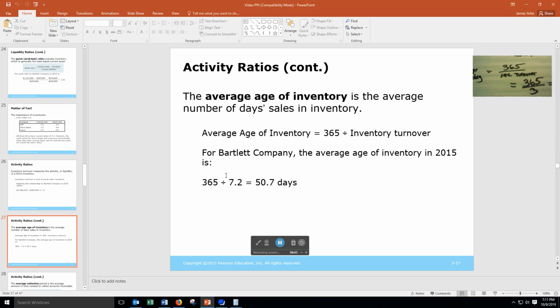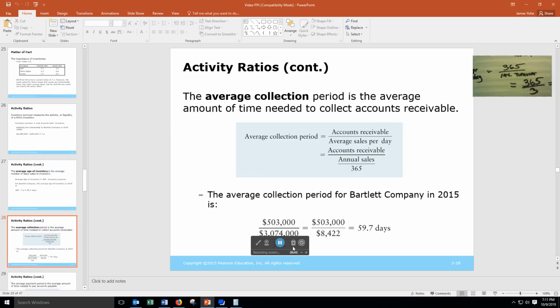Put that away. We'll go on to our next ratio. Okay, the next thing we're going to look at is average collection period. This is the average amount of time needed to collect accounts receivable. This number gives us an indication of a couple of things.